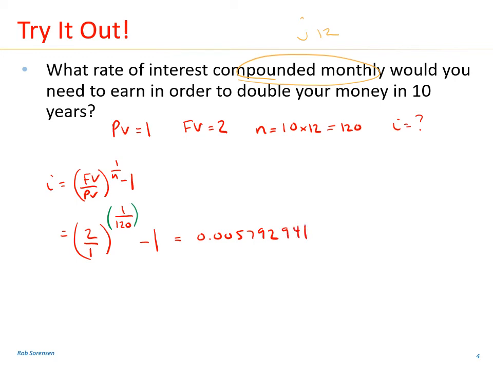That's the little I. That's the interest rate per month, isn't it? But we wanted the J12. So to get the J12, I've got to take little I and multiply by 12, bring it back up to the whole year, and that's going to give me 6.95%. Pretty close to 7%. That's sort of a general rule in finance, by the way, with compound interest. If you want to double your money in 10 years, you're going to need about 7%, depending on how often it's compounded.